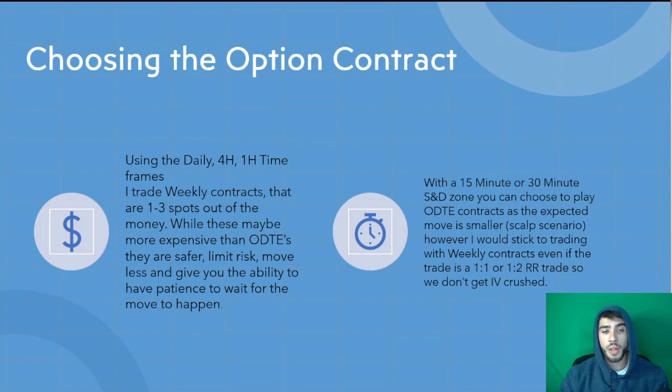Now, say if you found the zone on a 15-minute time frame or a 30-minute time frame, then the expected move is a little less than a higher time frame zone. So therefore, you can play it as a scalp scenario and take a 0 DTE expiration contract and make it work for you. This is the part where you have to find what works for you. Personally, I want to go the safer route and look for the bigger move. So I look for the weekly contracts and go 1 to 3 spots out of the money.